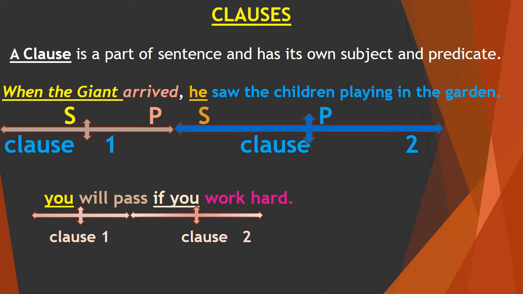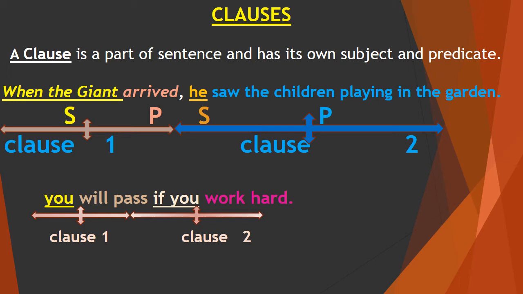But clause 1 doesn't give complete information. When the giant arrived, then what? What happened? Clause 2 is conveying the complete information. He saw the children playing in the garden.